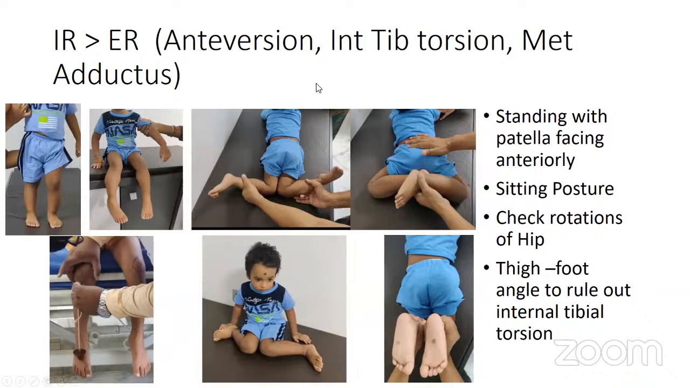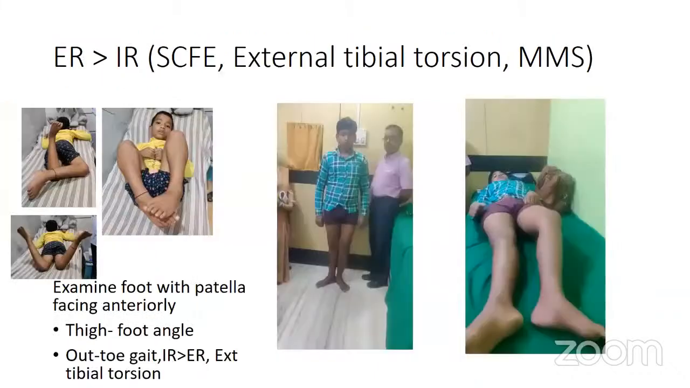So if there is anteversion but internal tibial torsion is not there, in that case there is an internal rotation more than the external rotation, but the thigh foot angle is normal. But if the thigh foot angle is internally rotated, that means it is an internal tibial torsion. So that is the way by which we can easily diagnose these three conditions.